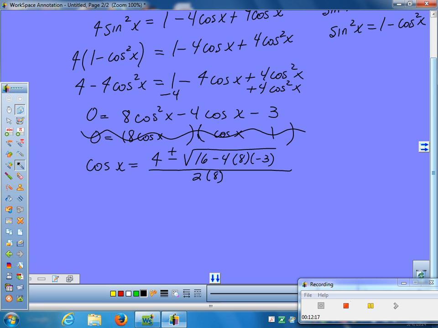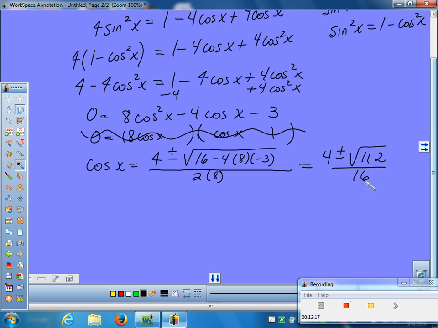Okay, so yeah. Relatively good numbers. The good thing is, we see we've got 2 negatives in there. This is going to be a plus, so that's going to at least not be imaginary or something. So we're going to have 4 plus or minus square root of something. 32 times 3 would be 96. 112 over 16.